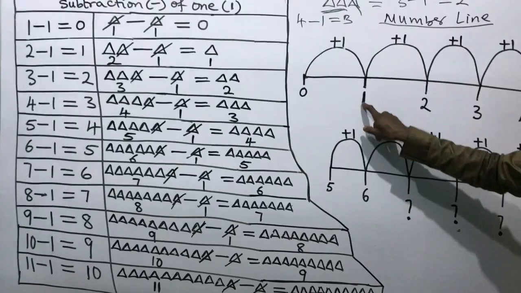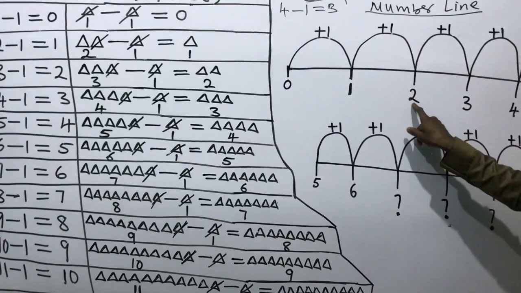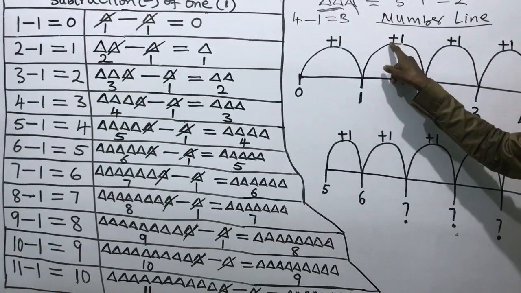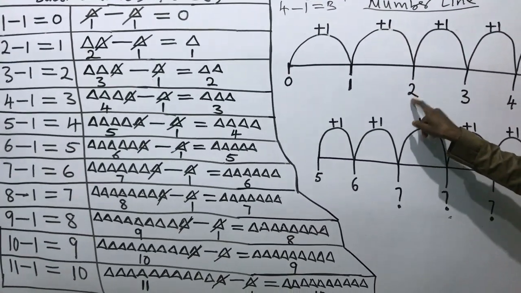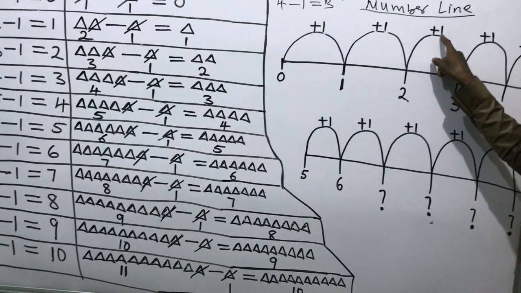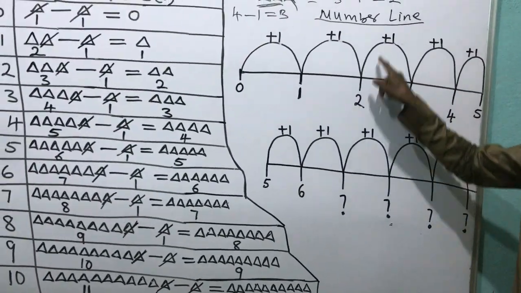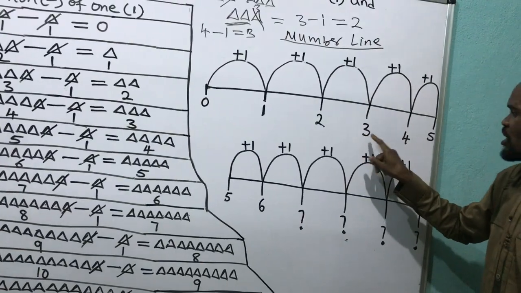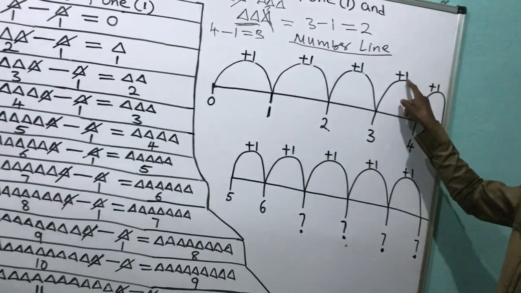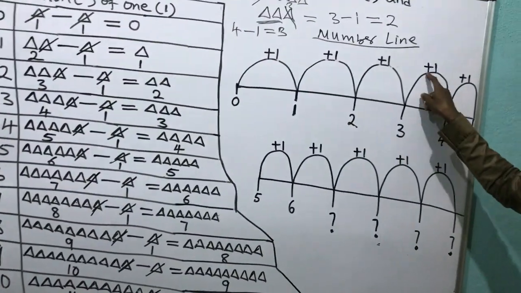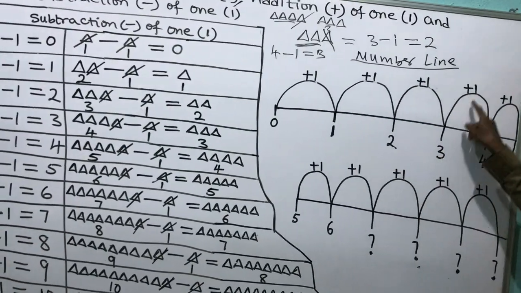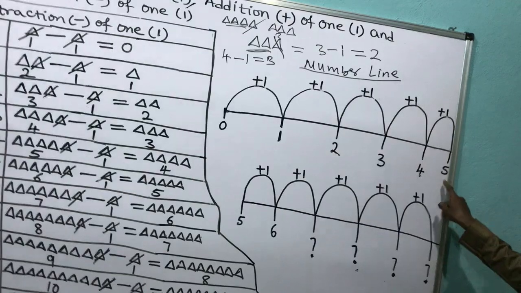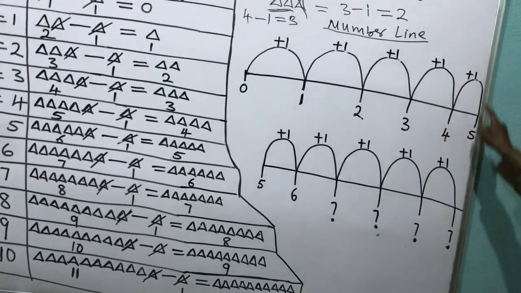Then here, 1 plus 1 will give me 2. And here, I will say 2 plus 1 will give me 3. Here I will say 3 plus 1 will give me 4. Here I will say 4 plus 1 will give me 5.